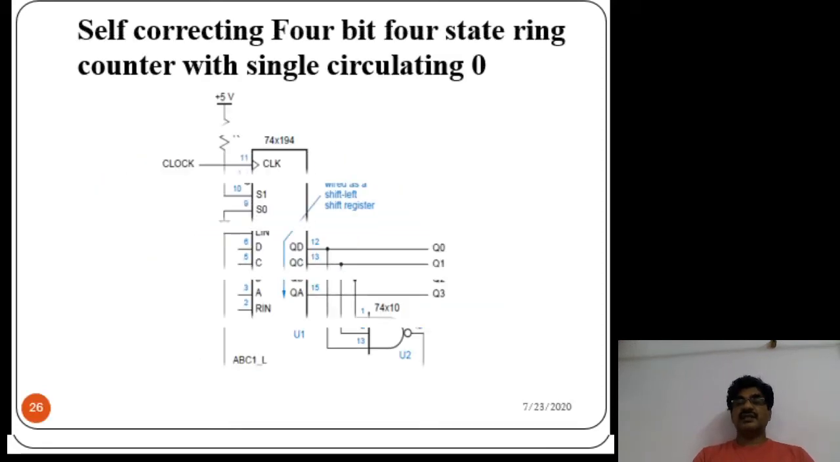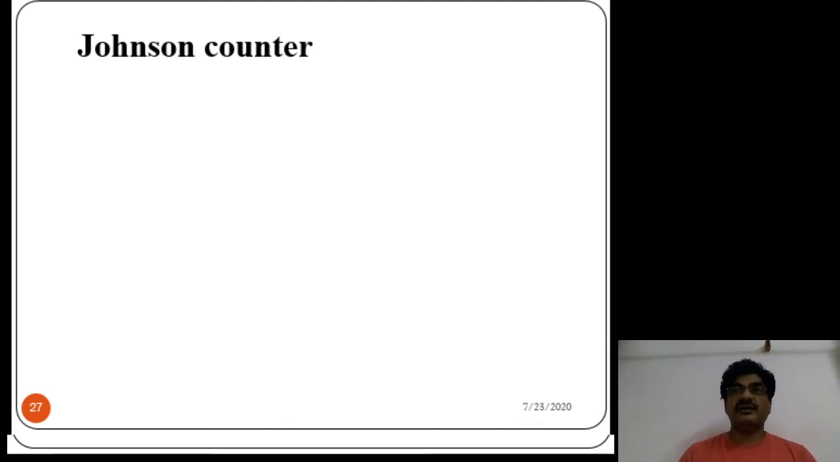Similarly, you have to design a self-correcting 4-bit, 4-state ring counter for the ring counter which circulates 0. Similarly, the self-correcting process also you have to design. Then coming to another counter, that is the Johnson counter.